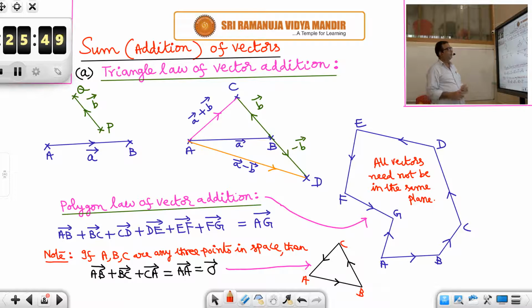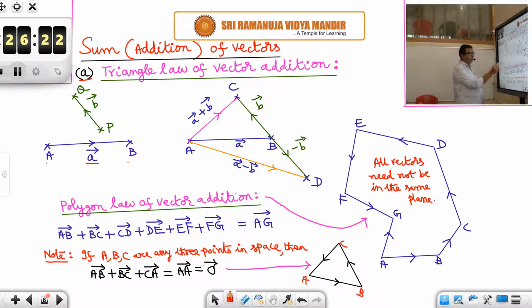Sum, addition of 2 vectors. Here we are defining addition of vectors by using 2 laws. One is the triangle law of addition of vectors and the second one is the parallelogram law. Triangle law of addition. Okay, first one. Suppose small a bar is this AB bar, and small b bar is PQ bar. They are indicated by blue and green colors.